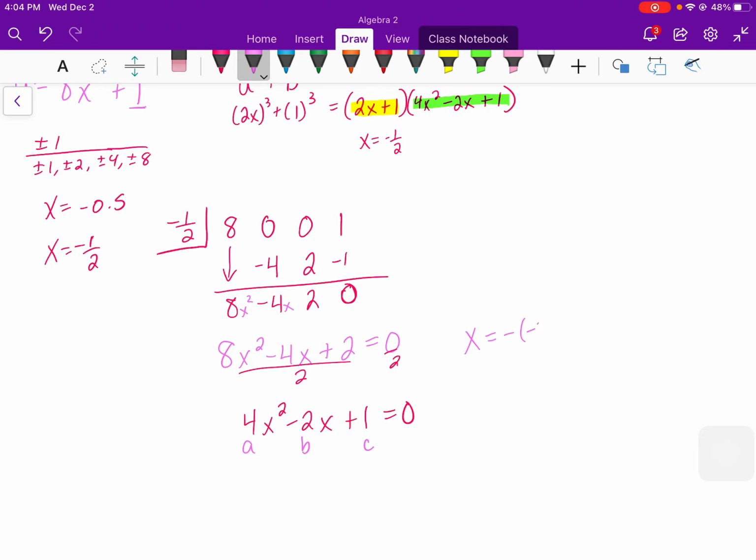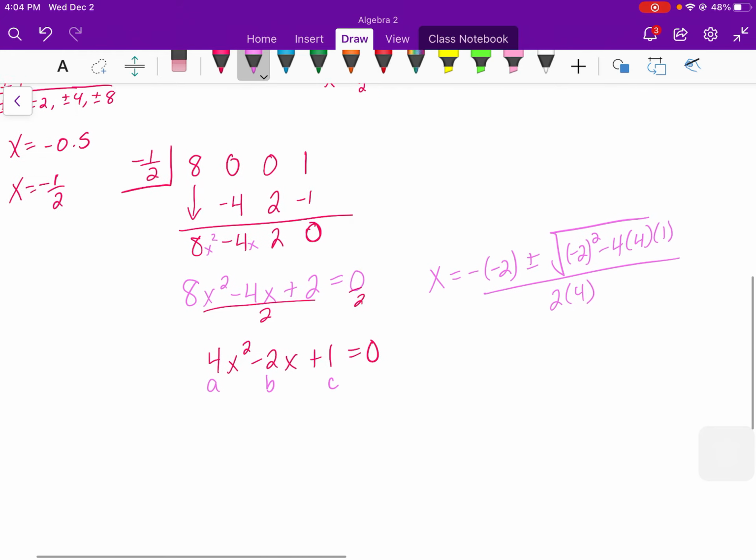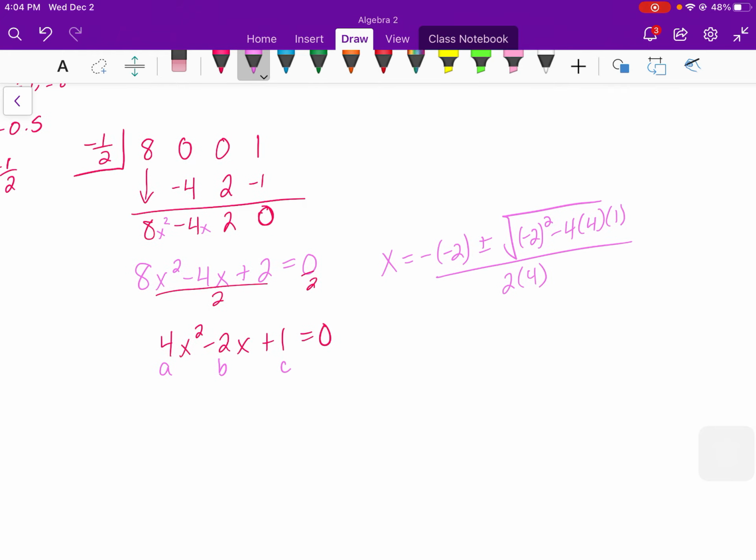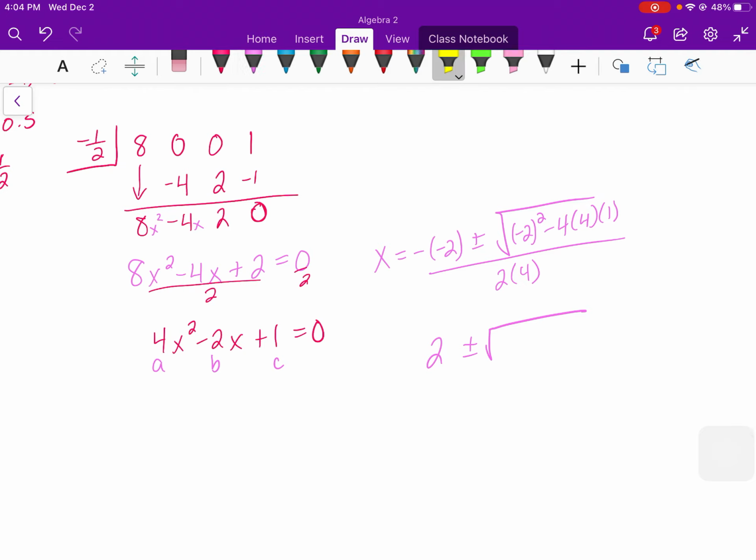So x equals negative b plus and minus the square root of b squared minus 4ac, all over 2 times a. So 2 times 4. Negative negative 2 is 2, plus or minus the square root. In here, it'd be 4 minus 16. 4 minus 16 would be negative 12. And then 2 times 4 is 8 there.